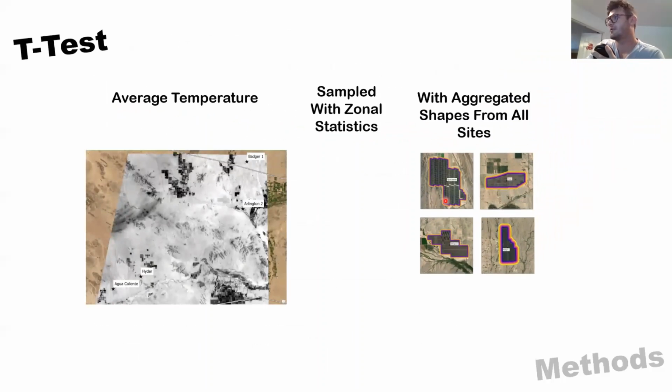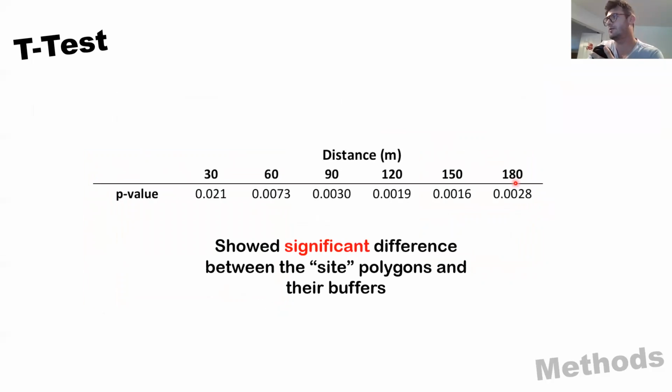For the test for significance, I averaged all those, like I said at the beginning, sampled them, and aggregated these shapes together to then create our site, our distance 0, and then our different buffers. Testing at p equals 0.05, I saw a significant difference between really every one of them. What I would like to do is tease out this 30 meters right here, because we do see this as a transition zone, and I feel like that would probably be the best use of future attention, that 30 meter buffer zone.